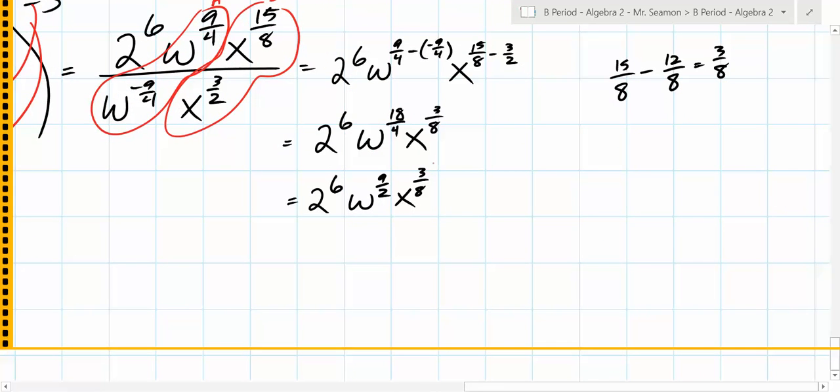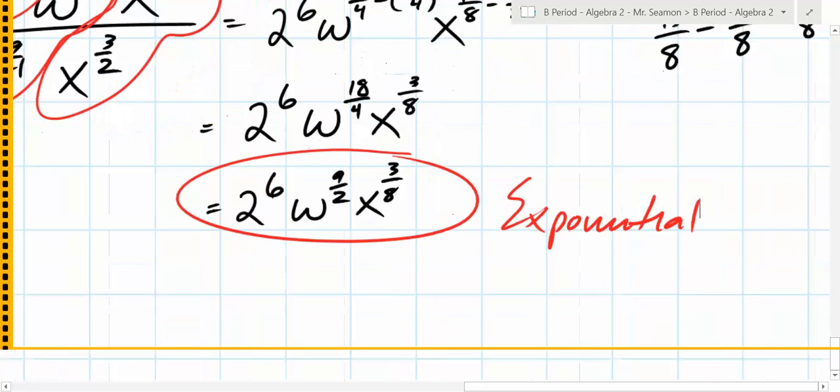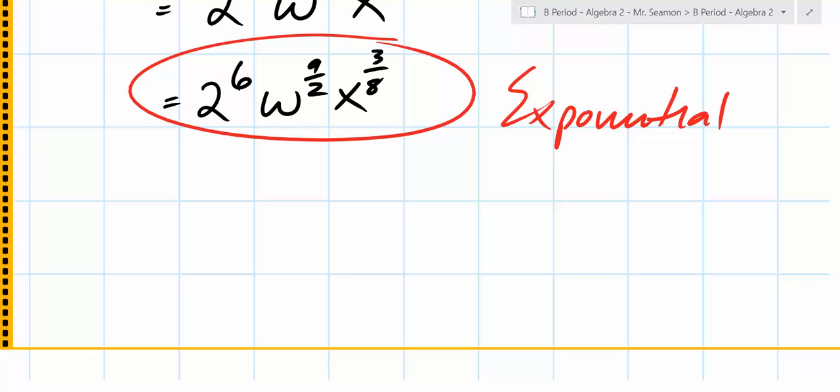Okay, so here's the thing. Is that radical or exponential form right there? Exponential. It is exponential form. If I asked you to, could you write that in radical form for me? Try it for me. Write it in radical form. It's not going to look too pretty. Use parentheses carefully, okay?